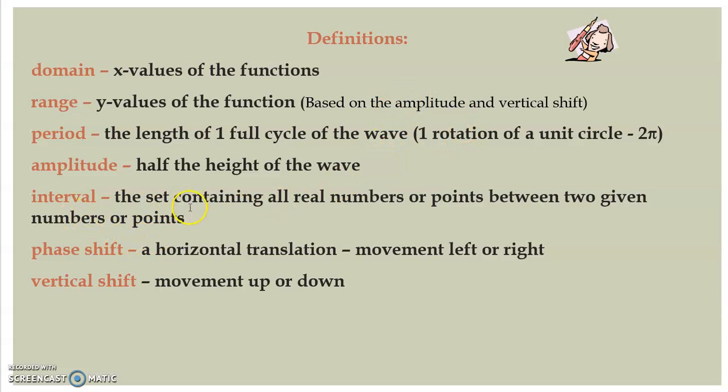Interval is the set of points within a certain area. We are going to use interval notation or intervals on our graphs to graph the critical points of a sine and a cosine wave, and you'll see what those are when we graph. Phase shift is another way of saying horizontal translation. In other words, that's where you move left and right. So how far did you go to the left or right? And then the vertical shift, of course, is how far did you move up or down.